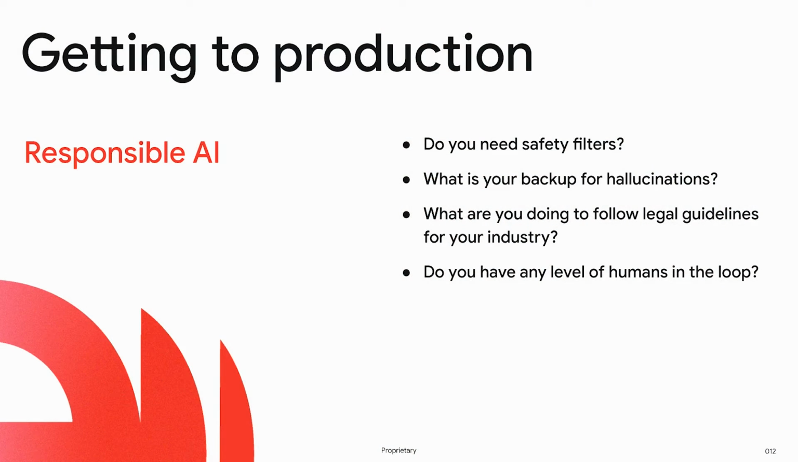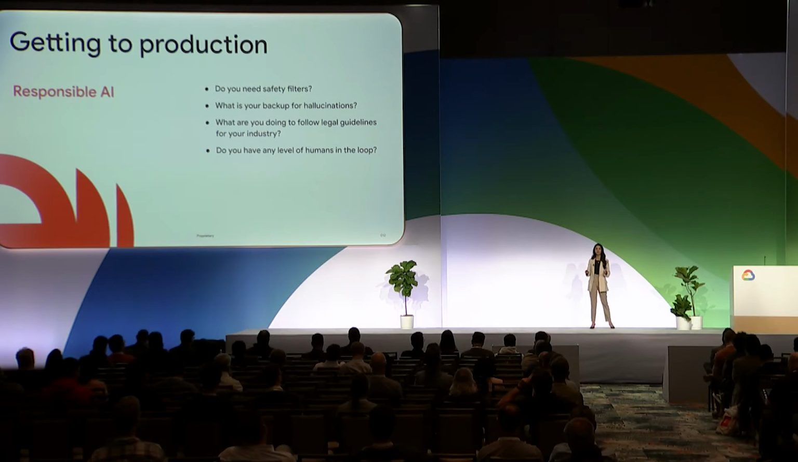So starting with responsible AI, again, this is key. This is a brand new technology. So some questions like, do you need safety filters? What is your backup if hallucinations do occur? We from Google are putting in the work to try to reduce hallucinations as much as possible. Doesn't mean they don't happen. So making sure you have a backup.